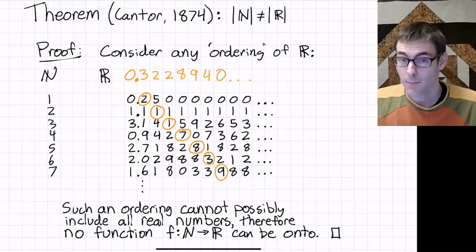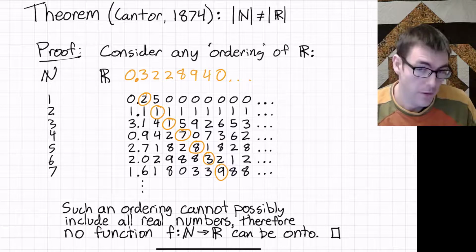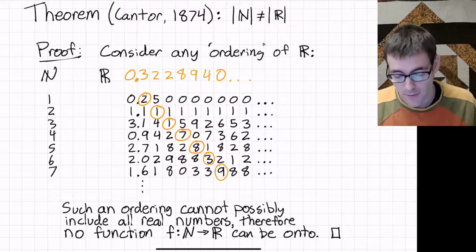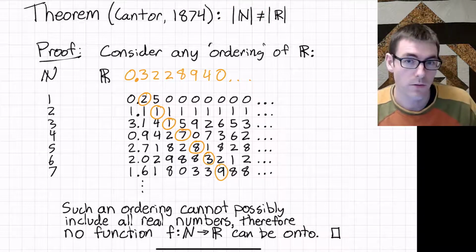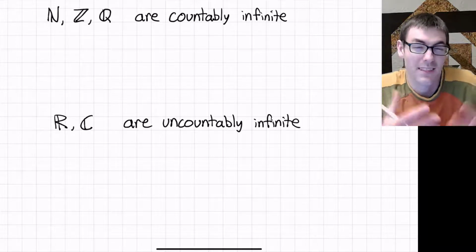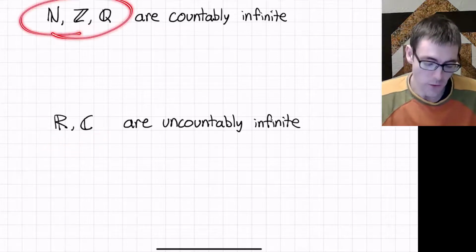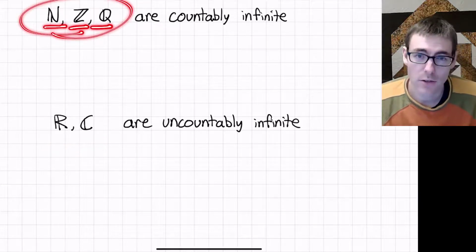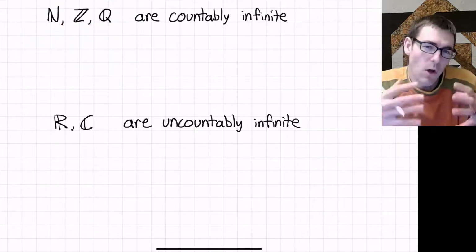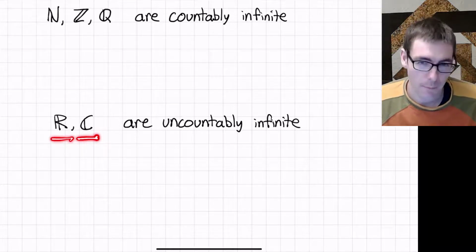So since it isn't possible to list out the real numbers like we can with the natural numbers or the integers or the rational numbers, the cardinality of the set is different than the cardinality of the set of natural numbers. In essence, what we're saying is that there are actually multiple sizes of infinity. All of these sets are infinite, but this first group, the naturals, the integers, and the rationals, are somehow smaller. They're a smaller size of infinity than the reals and the complex numbers.